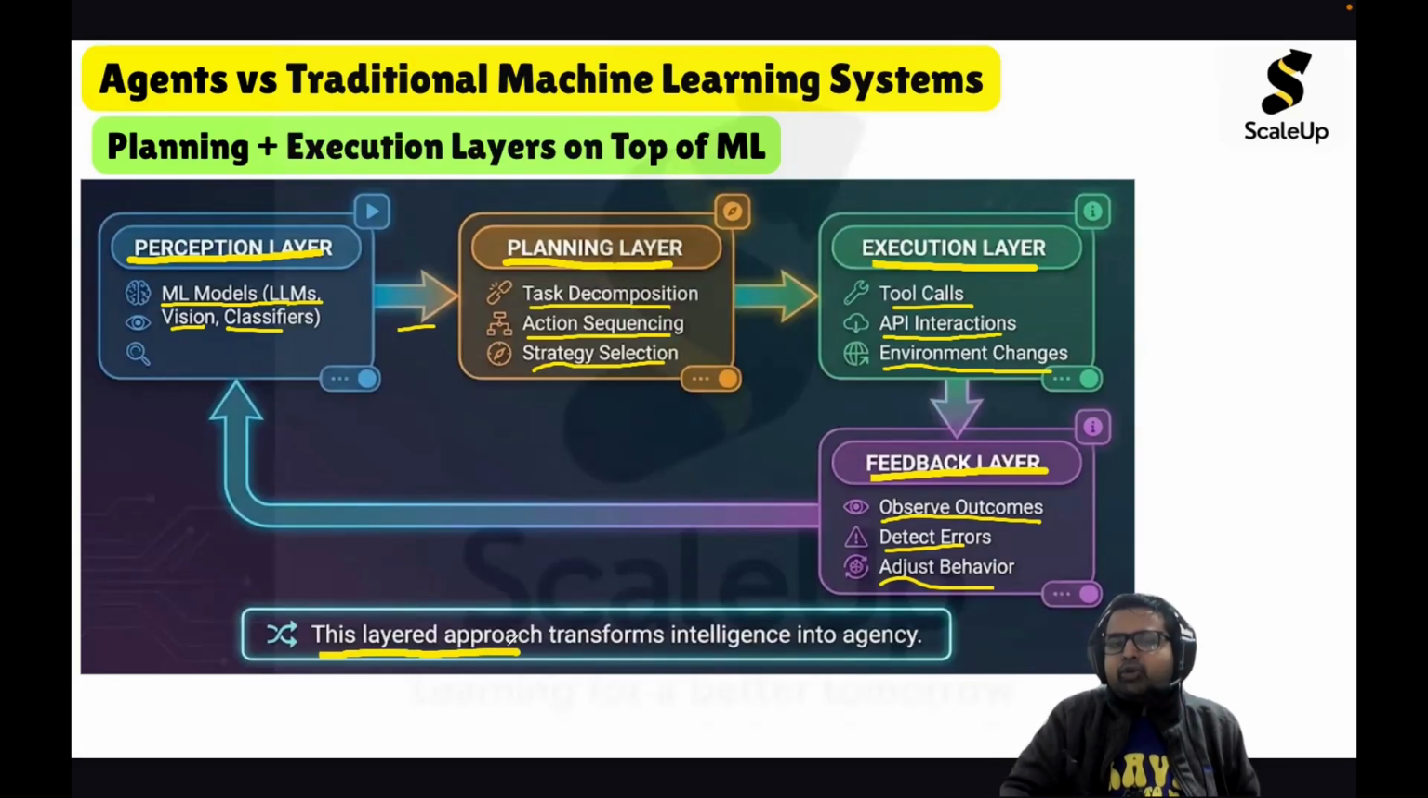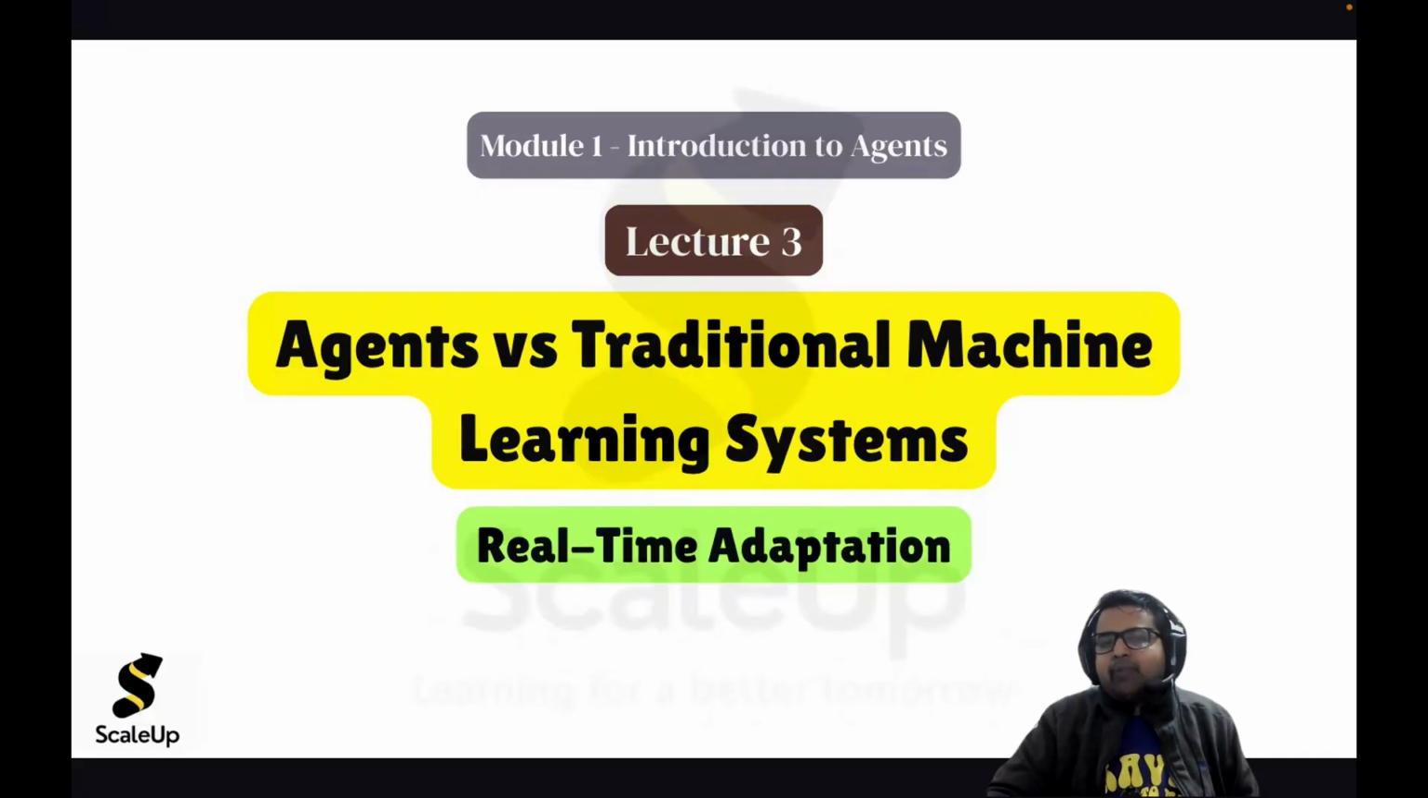So this layered approach transforms intelligence into agency. Until now, traditional machine learning systems were good at answering questions, but they were very passive in nature. We can use machine learning systems for analysis. Now, with agents in the picture, the planning, execution, and feedback layers convert that analysis into agency, wherein we are acting on the analysis and adapting our strategy. That is very powerful. So, real time adaptation.